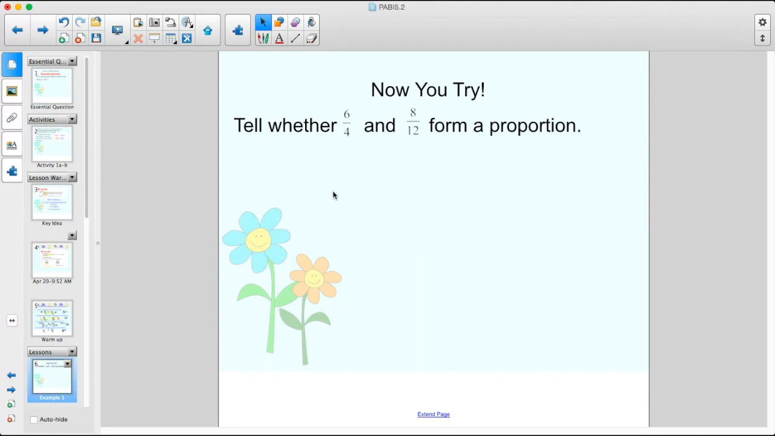Okay, you should have found that no, these are not proportional. If you use the cross products method, 12 times 6 is 72, 4 times 8 is only 32. If you simplified these, this would really simplify to 3 over 2, and 8 over 12, if you divided the top and bottom by 4, would simplify to 2 over 3. Notice how this is an improper fraction, and this would just be a regular fraction. So that alone should tell you that they're not proportional. An improper fraction is obviously going to be larger than a regular fraction. So no matter what method you choose, you are just determining whether or not they are equivalent, and then do they form a proportion.